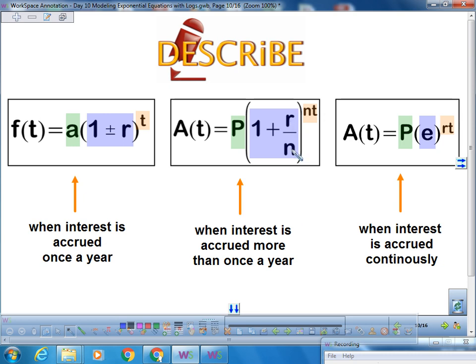So if I said I was going to accrue interest twice a year, that number would be a 2. If I said I would accrue interest, here's a vocabulary word, quarterly, how many times is that in a year? 4. If you break your year into quarters, you have 4 of them. What about if I want to do it monthly? 12. So this number would be 12, that number would be 12.